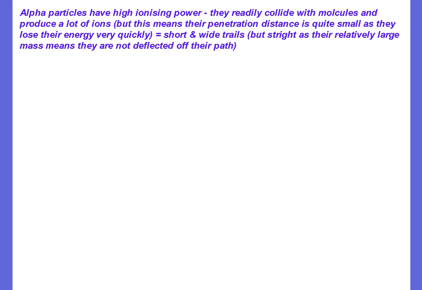Okay, now alpha particles. Alpha particles have high ionizing power. That means they readily collide with molecules and produce a lot of ions along their path. But that also means their penetration distance isn't very far because they lose a lot of their energy very quickly as they collide with and ionize molecules.